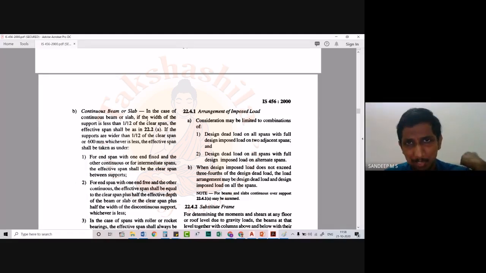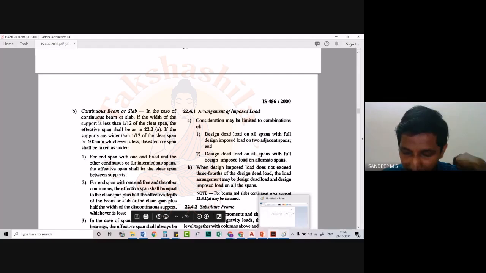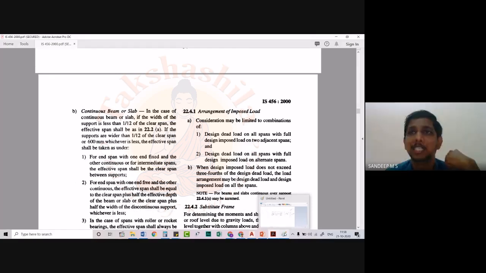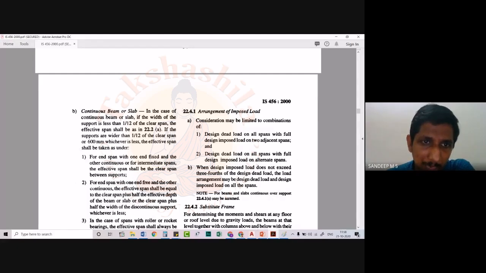So what do you mean by a continuous beam? First of all, let me see whether you know that. What is a continuous span? It will actually be spanning over more than 2 supports, right? Yeah. So it will be having multiple number of spans, right? Very good. So in the case of continuous beams or slabs, what we have to do?